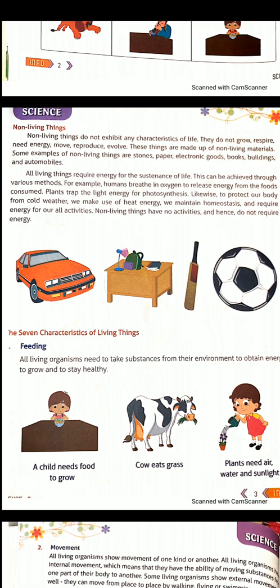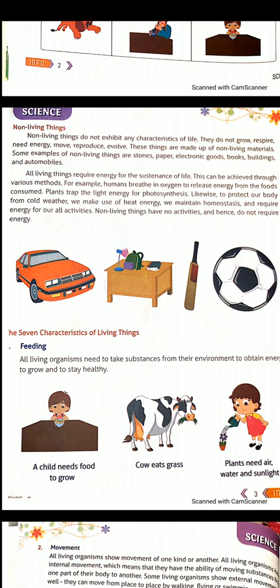The car, let us take an example of the car. Will the car grow? No. Will the car breathe? Will it take in oxygen and give out carbon dioxide? No. Will the car reproduce? No. Will the car evolve? Will an old Maruti 800 car evolve into a new Benz car? No. Evolution is also not seen in a car. A car will show movement, no? It will move from one place to another place. So can we call a car a living thing?